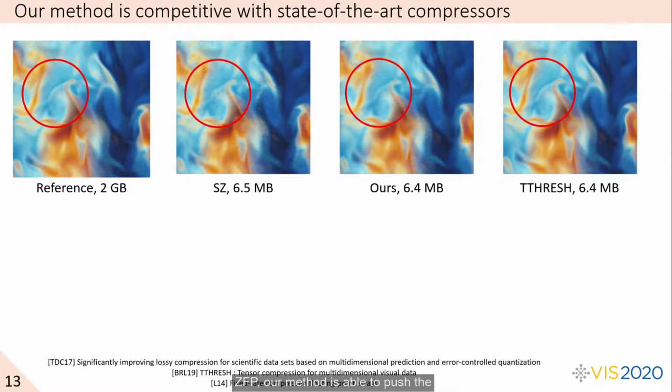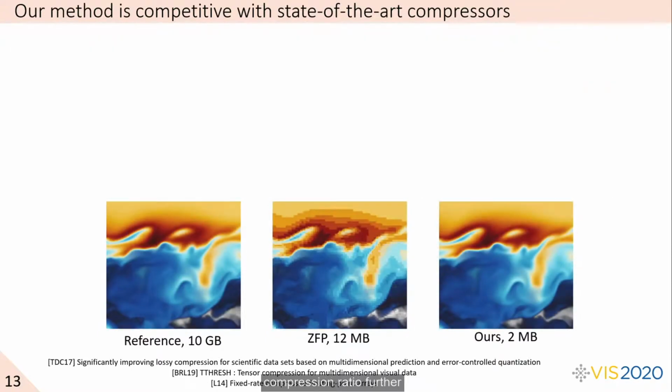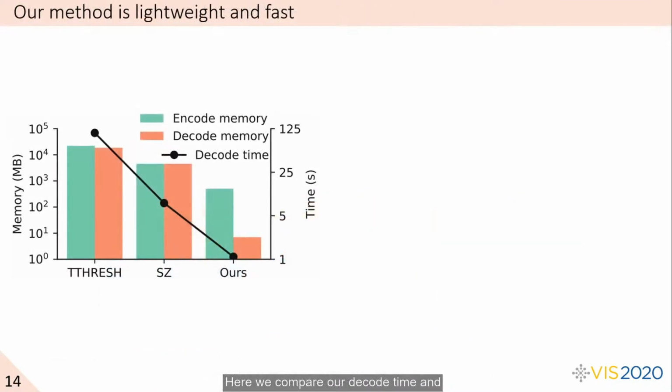When comparing against ZFP, our method is able to push the compression ratio further while maintaining visual quality because we can leverage data reduction in resolution on top of the compression in precision done by ZFP. Here we compare our decode time and memory usage against those of SZ and TTHRESH.